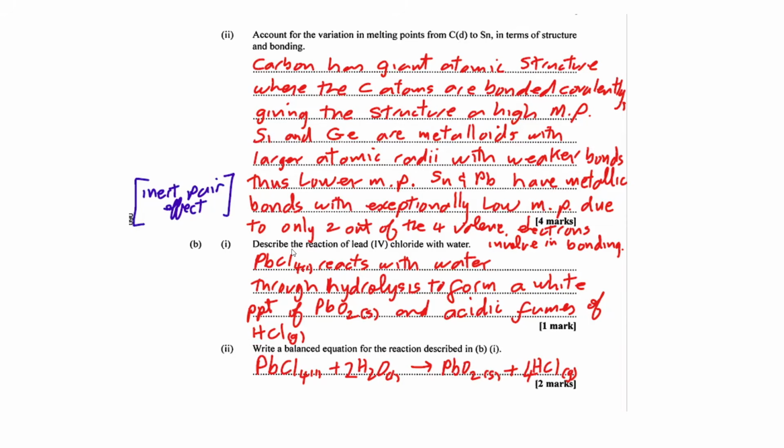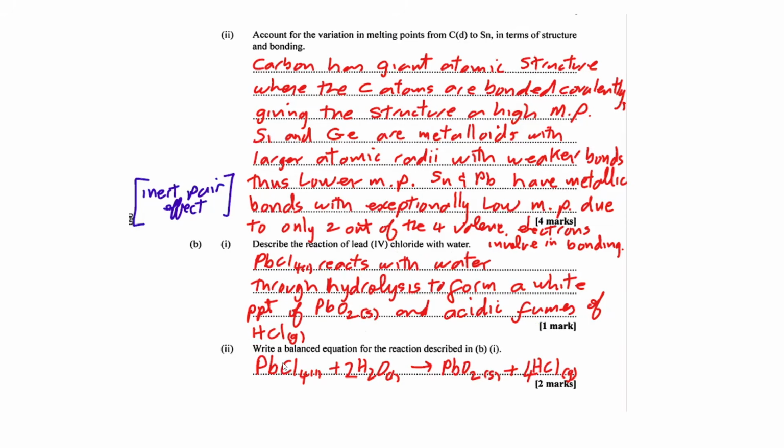B Part 1. Describe the reaction of lead 4 chloride with water. So this is our tetrachloride. So PbCl4 reacts with water through hydrolysis to form a white precipitate of lead 4 oxide, or lead dioxide, and acidic fumes of HCl gas.